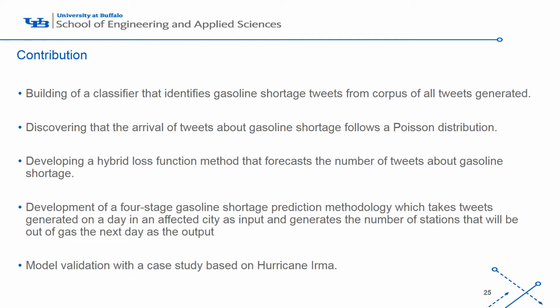And then we had the development of a 4-stage gasoline shortage prediction methodology that takes tweets generated in a day and an affected city as input, and then generates the most important thing we need, the number of stations that will be out of gas the next day, as the output. That's the output we need in order to figure out where we need to supply gas. Model validation was done with a case study based on Hurricane Irma.